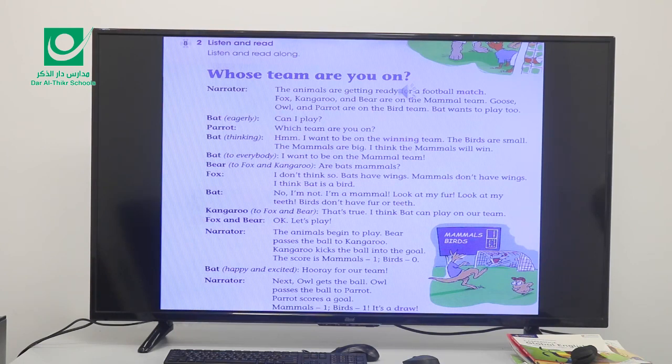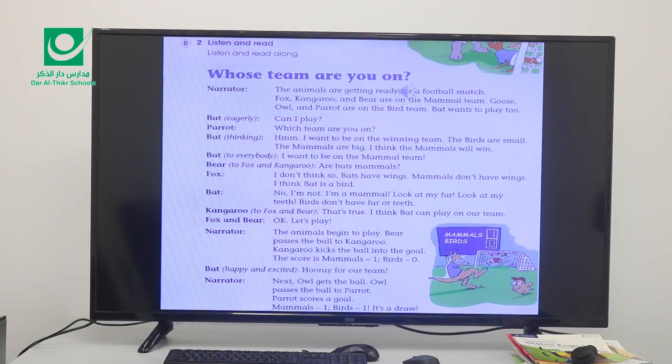That's true. I think bats can play on our team. Okay, let's play. The animals begin to play. Bear passes the ball to Kangaroo. Kangaroo kicks the ball into the goal. The score is Mammals 1, Birds 0. Hooray for our team! Next, Owl gets the ball. Owl passes the ball to Parrot. Parrot scores a goal. Mammals 1, Birds 1.